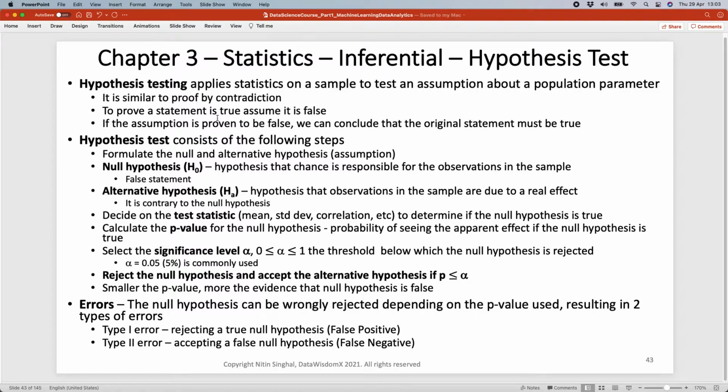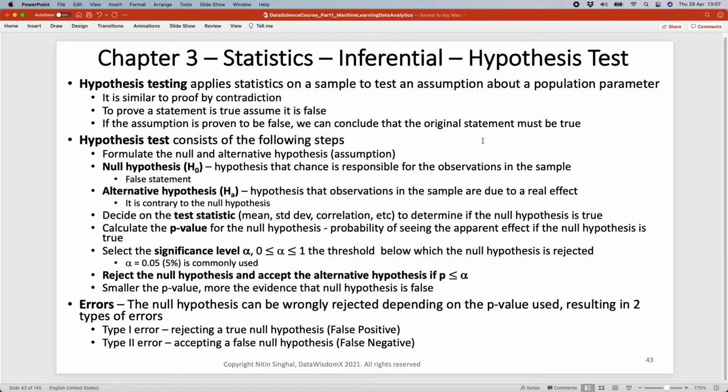And what it does, it uses the concept of proof by contradiction. What that means is that you prove a statement is true by assuming it is false. So if the assumption is proven to be false, then we can conclude that the original statement must be true. Okay, so slightly counterintuitive. What you're saying is to prove my statement is true, you assume that it is false.